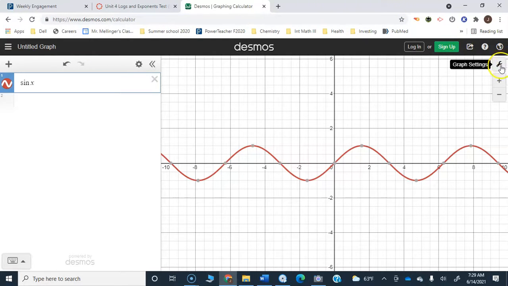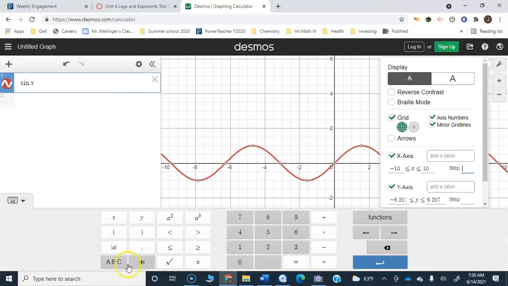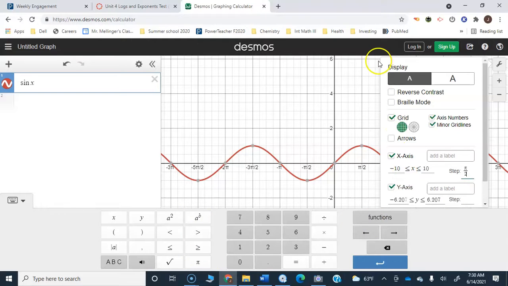Now, one thing you're going to want to do is, you see how we have numbers down here. We don't have the radians, the pi, pi over 2, 2 pi, and so forth. So the way you change that is you come up here, go to the x-axis, and change the step. You don't need to change this over here. Just change the step. I'm going to go into the keyboard of Desmos and click pi, and then on my computer keyboard, I'm going to hit slash, and then 2. So we're doing pi over 2. That's 90-degree steps, okay? And that's all we need to do. And now we close that.